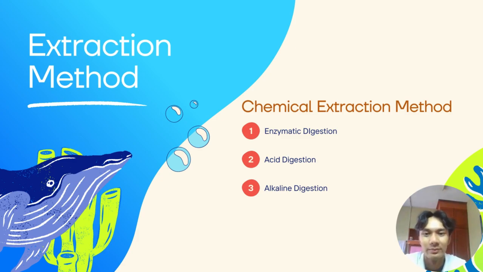Now, for my part, I will be explaining the extraction method for microplastic in bivalves. The first method we have is the chemical extraction method, which we can do in three ways. The first one is enzymatic digestion, the second one is acid digestion, the third one is alkaline digestion.